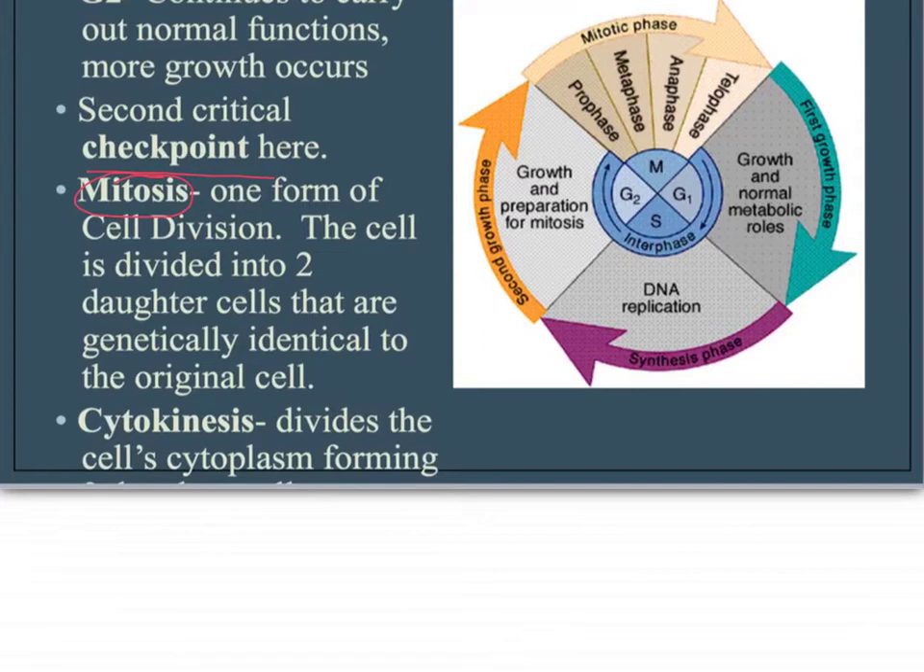Cytokinesis is the next thing. Cytokinesis is the dividing of the cell's cytoplasm, and it results in two identical cells. So it divides the cytoplasm, and it forms two identical cells.